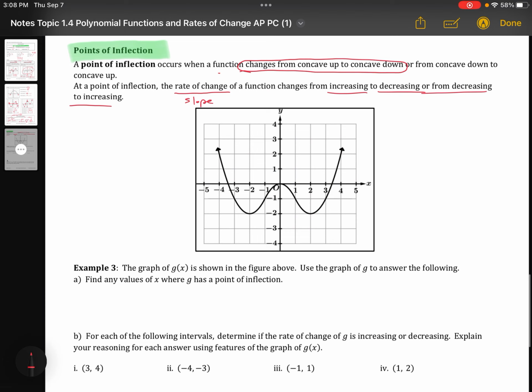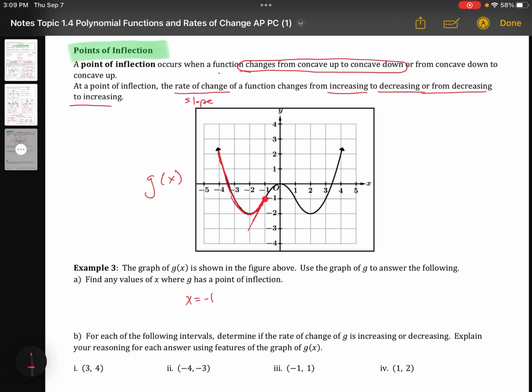So let's talk about points of inflection here. Now, the graph of g of x, this is g of x right here, is shown in the figure above. Use the graph of g to answer the following. A says find any values where g has a point of inflection. Now, if we look at this graph and we look at concave up to concave down, we clearly start concave up here, right? We're scooping up, we're coming down here, we're still concave up. And then right there, that's our first point of inflection at x equals negative 1.